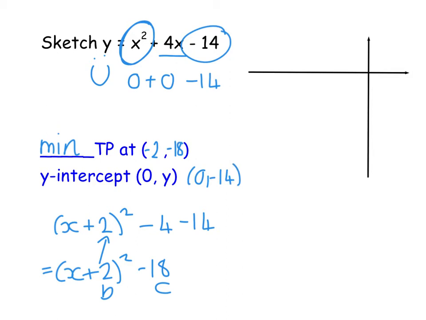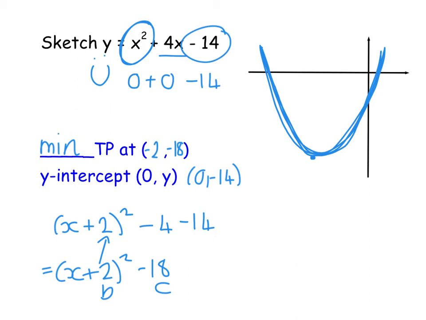So I have to draw a smiley face with a turning point at negative 2, negative 18. So somewhere about here. That's going to cut the y-axis at negative 14. So maybe about there. Okay, so that's terrible. So what I'm going to do is draw in my shape and then go make my numbers fit the picture.